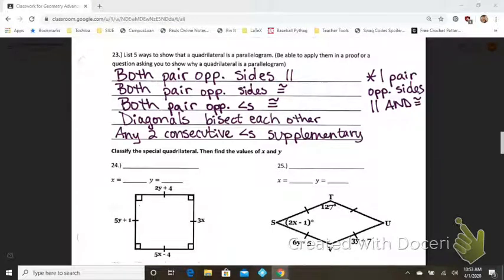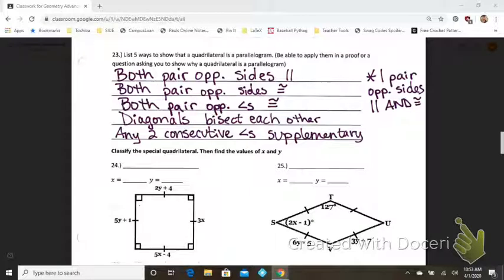I wrote up 6 ways, not just 5, but 6 ways that we could show a quadrilateral is a parallelogram. Both pairs of opposite sides are parallel. Both pairs of opposite sides are congruent. Both pairs of opposite angles are congruent. The diagonals bisect each other. Any 2 consecutive angles are supplementary. And then the other way that we did talk about briefly was to have one pair of opposite sides both parallel and congruent at the same time.